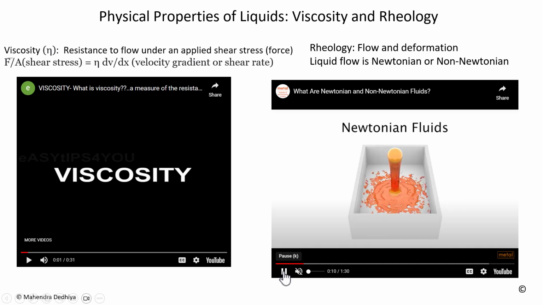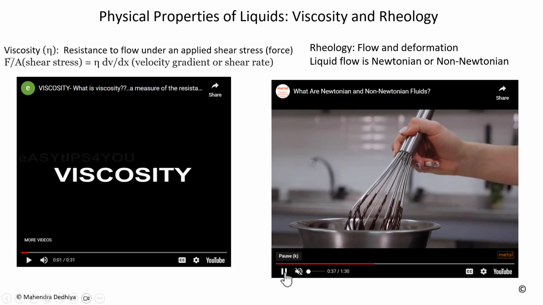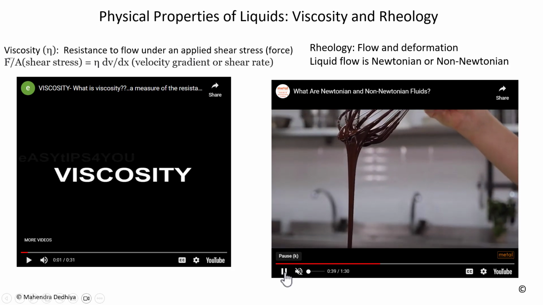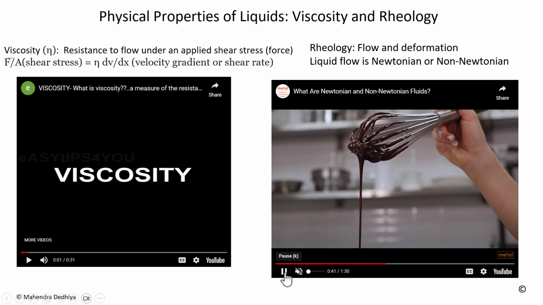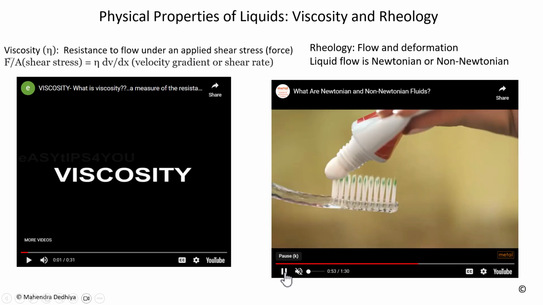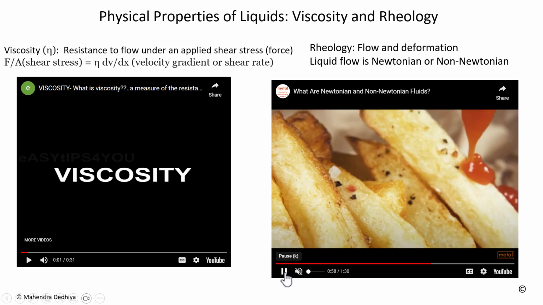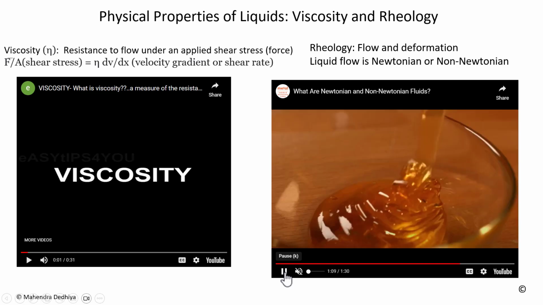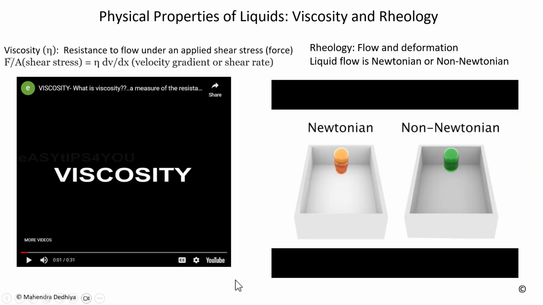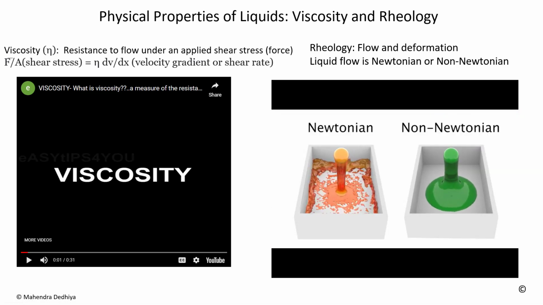So here's an example of a Newtonian fluid. Deformation is constant. With non-Newtonian fluids, when we apply shear stress, the flow property changes. Shear stress has to be applied in order to make the product flow. One can visualize the difference between Newtonian and non-Newtonian fluids very, very clearly in this video.